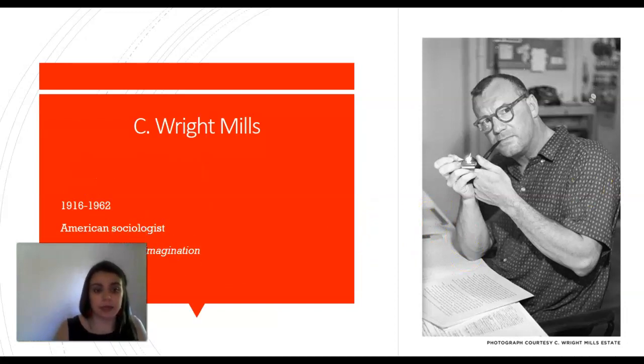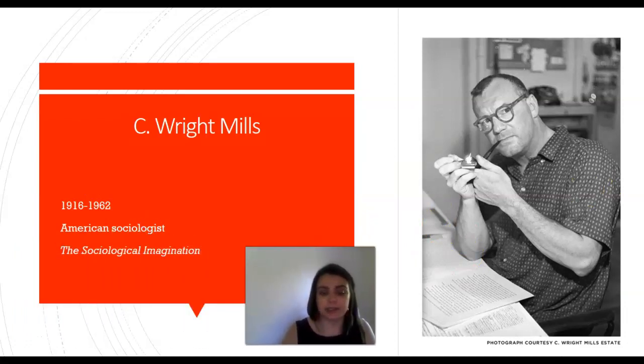All right, so then enter this contemporary sociologist, C. Wright Mills. C. Wright Mills was born in 1916 and died in 1962, so not that long ago. He was an American sociologist, and he's credited as writing the book The Sociological Imagination, which is one of sort of the most foundational texts we have as sociologists. And this is him over here.